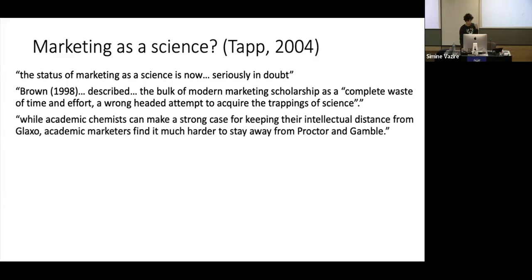So furthering this argument, the authors write that while academic chemists can make a strong case for keeping their intellectual distance from Glaxo, academic marketing researchers find it much harder to stay away from Procter & Gamble or whatever. So this is a different argument against relying too much on scientific findings from marketing in academia, and that's that the conflicts of interest are a bigger threat in this person's opinion. I actually think, again, I don't completely agree for a number of reasons. One is that I'm not sure academic chemists are that good at keeping their distance from pharmaceutical companies.